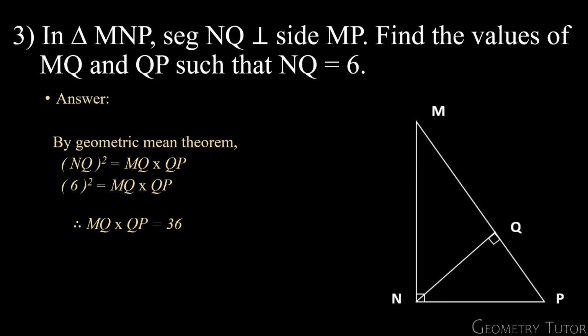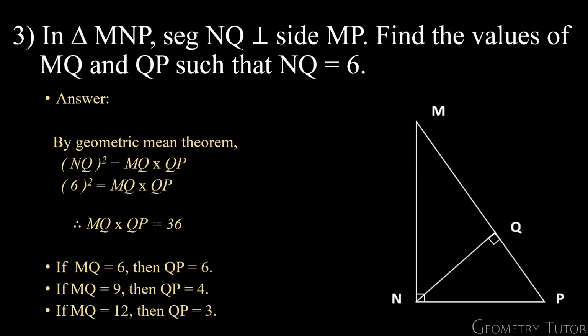Now we have to find out the values of MQ and QP such that their multiplication should be equal to 36. First one, if MQ is equal to 6, then QP is also equal to 6. This is the first answer. Second answer, if MQ is equal to 9, then QP is equal to 4. So 9 into 4 is 36. This is the second answer. Third answer, if MQ is equal to 12, then QP is equal to 3. Therefore, 12 into 3 is equal to 36. So in this way, we have found out many answers for the given example.